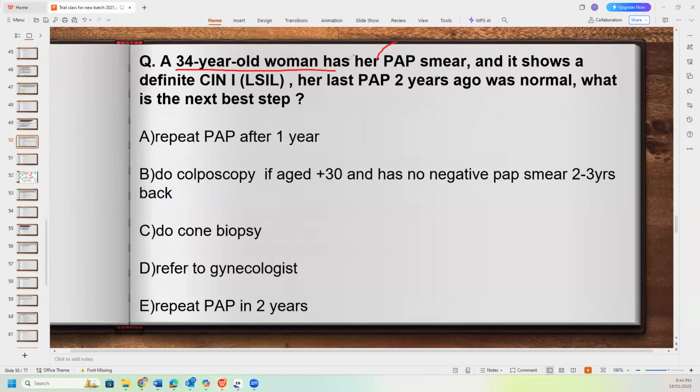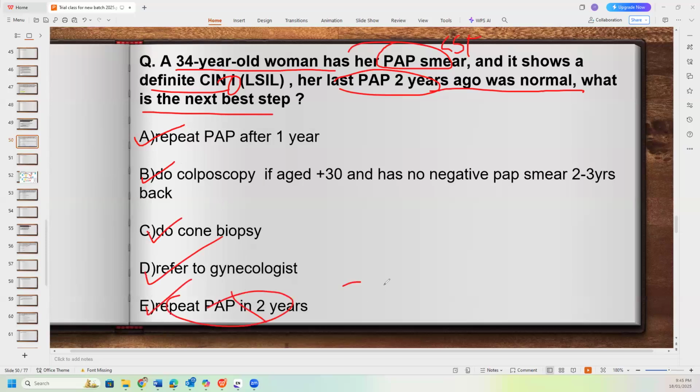A 34-year-old woman has her pap smear. Pap smear is not a term which is used nowadays. We use cervical screening test. It shows there is a low SIL or a CIN, cervical intraepithelial neoplasia, at grade 1. Her last pap smear was 2 years ago and it was normal. What is the next best step we do? Repeat pap smear in 1 year, do colposcopy, do cone biopsy, refer to gynecologist and repeat pap smear. So pap smear is not a term that is used anymore. We use CST, which is cervical screening test.